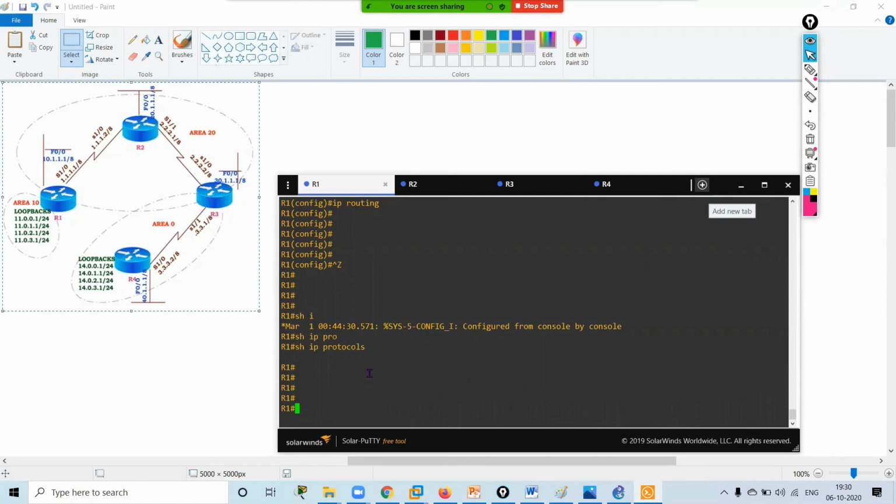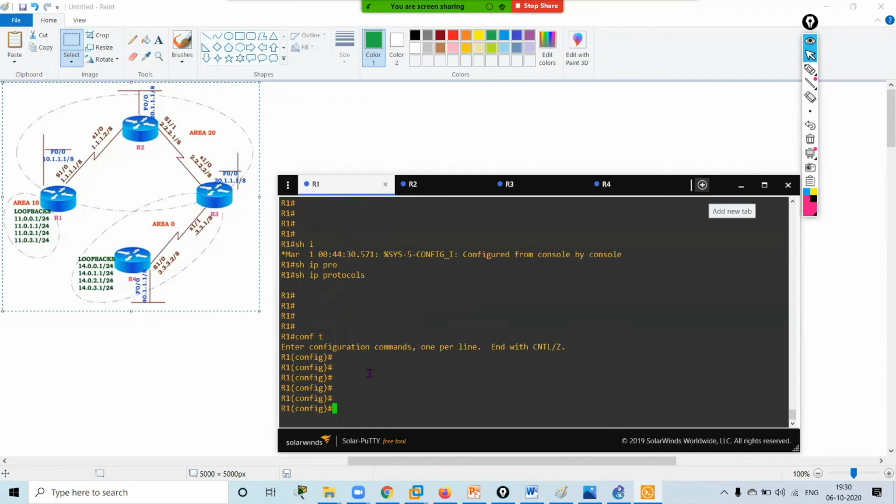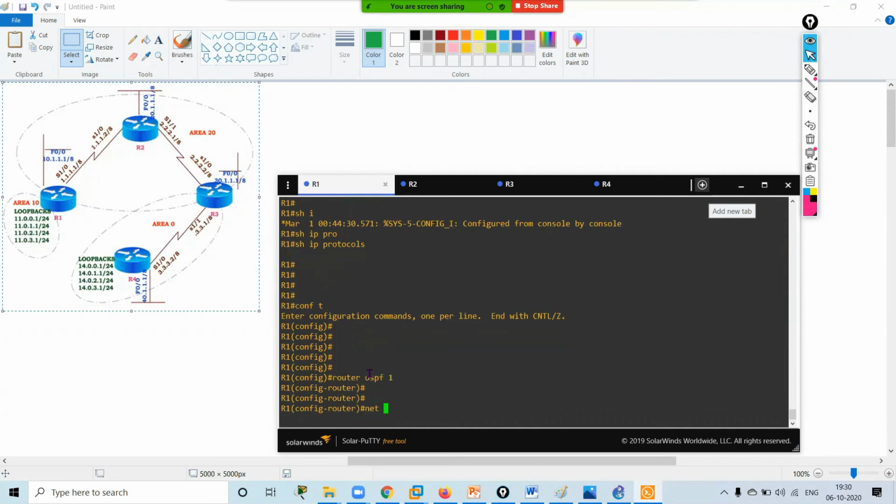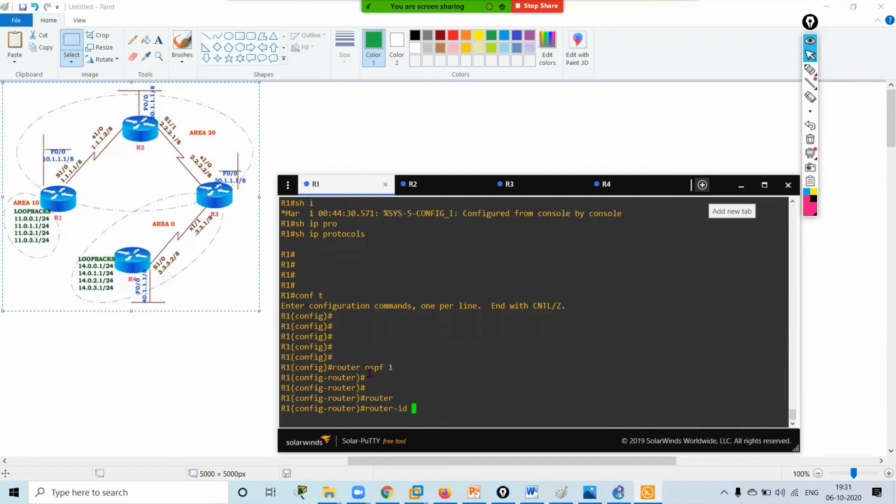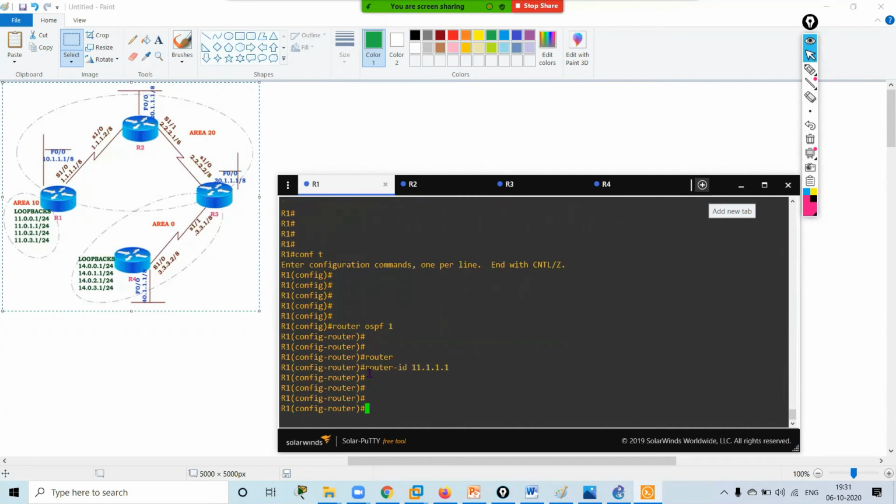Then I'll make sure that loopback interfaces of this area 10 should be seen on all the other routers. Okay, so on R1, I'll say router OSPF 1 network. So first I'll use the router ID 11.1.1.1. Okay, this is the router ID.